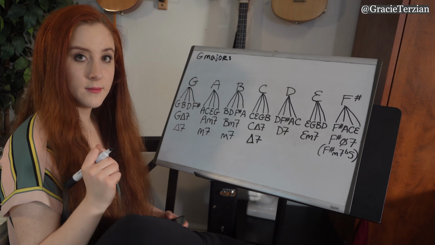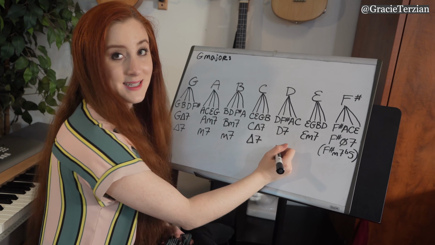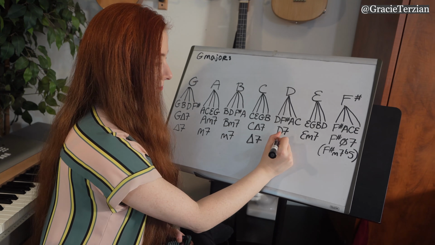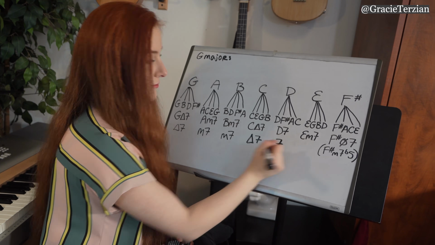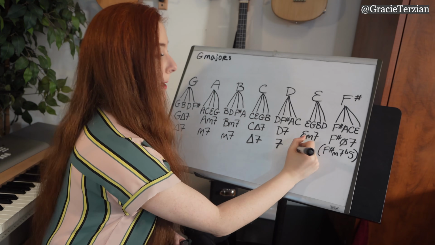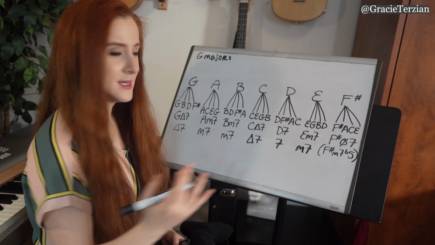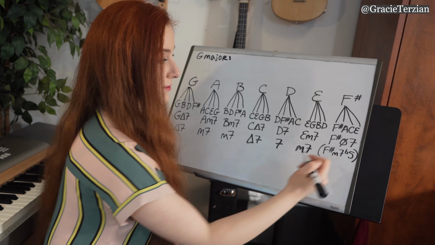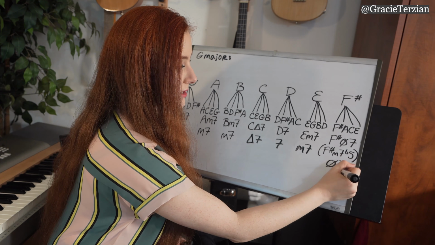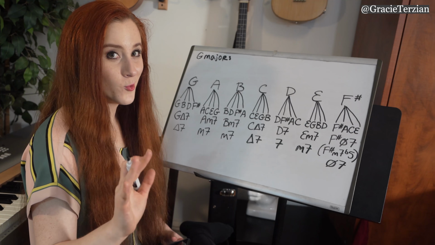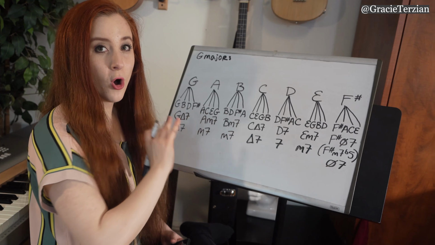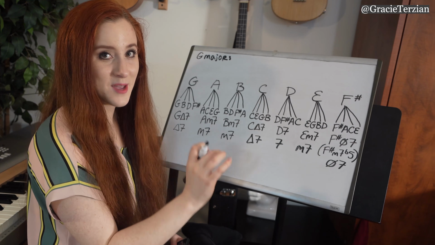Now, the 5th one, this one is a dominant 7, okay? So we're just gonna do a 7. The 6th one is a minor 7th, right? And then the 7th one is a half diminished 7th chord. So I'm just going to write half diminished 7. And guess what? Here's the cool part. The diatonic chords always follow this exact same pattern.